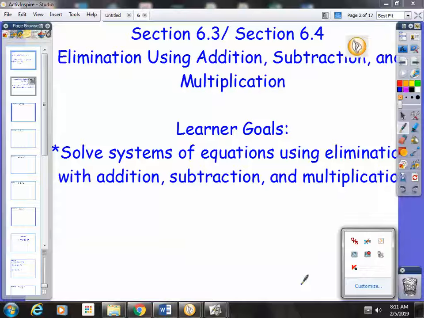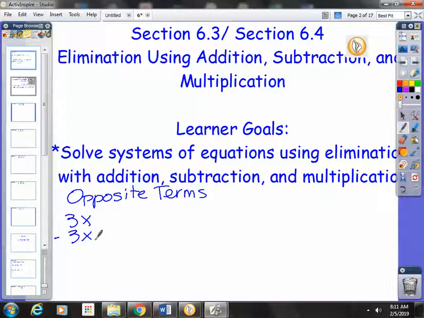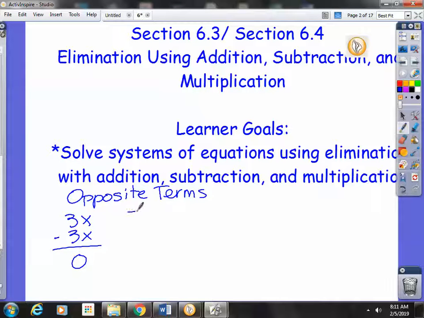In order for elimination to work, we have to have opposite terms. We've talked about opposites before, opposite terms. Opposite terms are terms that add to 0. For example, 3x and negative 3x. Those are opposite terms, aren't they? If I was to add those two, they would add to 0, wouldn't they? If we have negative 7y and a positive 7y, wouldn't those add to 0?